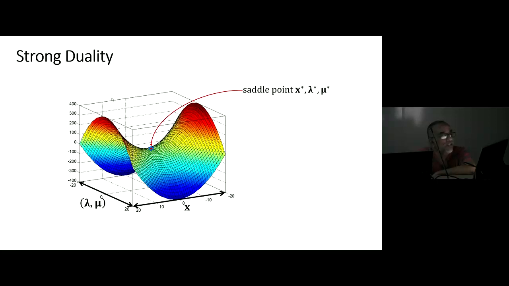So these are the reasons why we use the dual form. This is strong duality: with respect to lambda and mu, you hit a maximum, and with respect to x, you're at a minimum. So this point is the saddle point, x star, lambda star, mu star. Why is it called a saddle point? Because it looks a lot like the saddle of a horse.